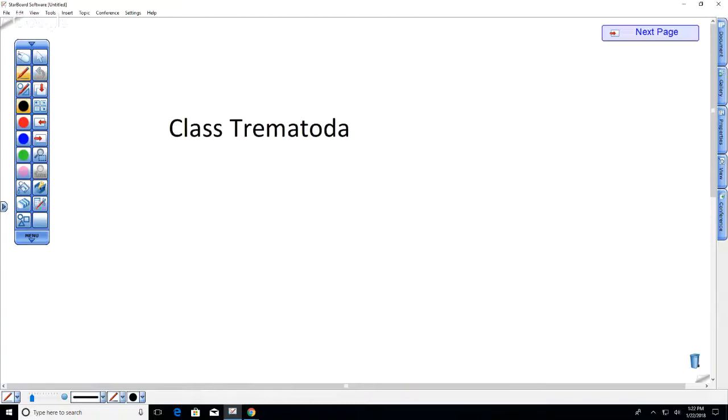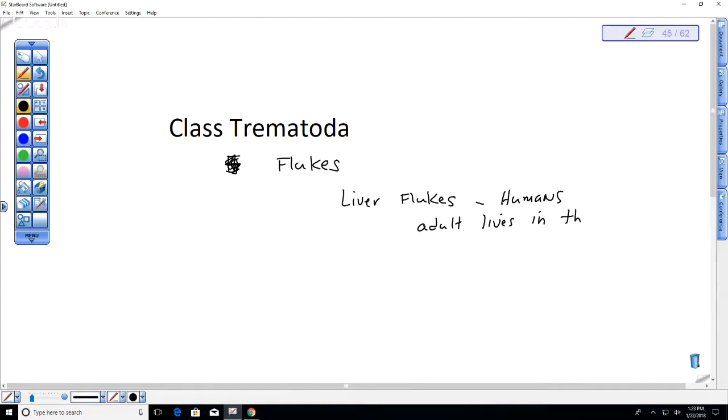So trematoda, these are the flukes. So for example, we have liver flukes. One type of fluke, however, has a very interesting life cycle. So we have liver flukes in humans, and other organisms have liver flukes as well. So this is where the adult lives in the bile duct. The eggs leave with the feces.